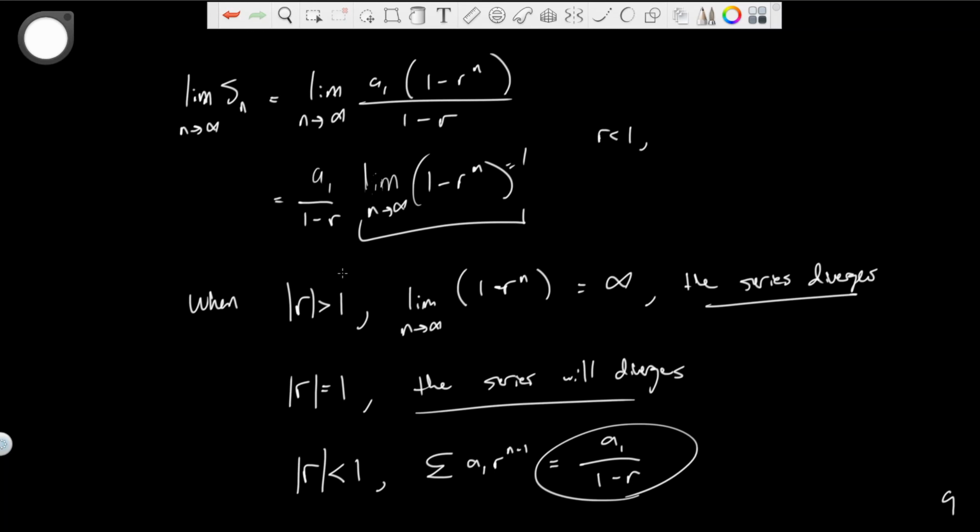Right? Because if things are negative, if r is less than 1, but also less than -1, then you're going to diverge. So I need these absolute value signs.